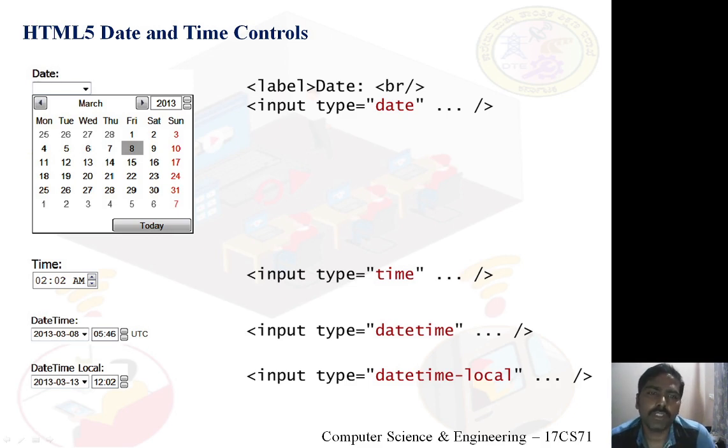So this is what you are going to see. The first row shows the month, March, following a year, and we will see a calendar.